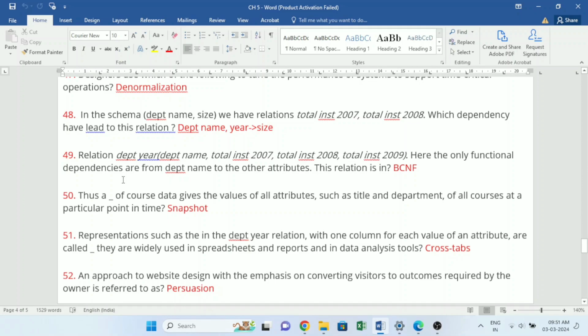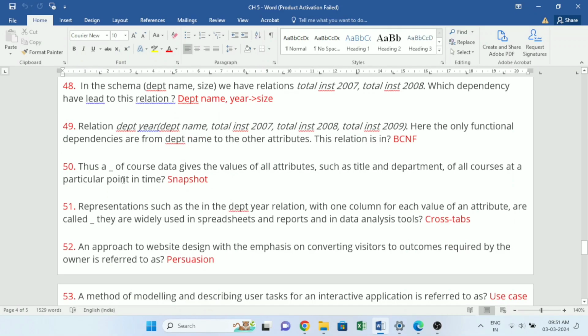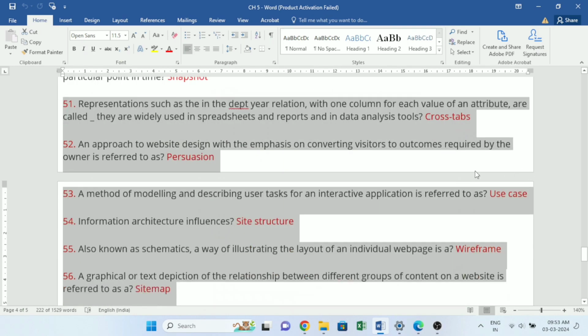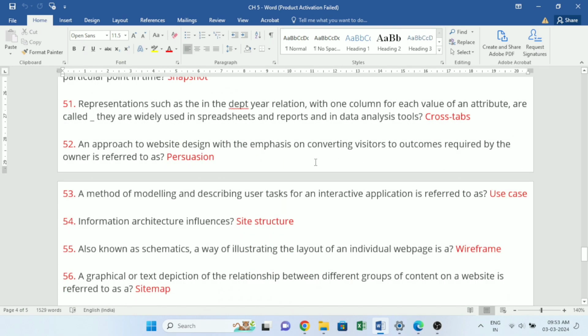49. Relation department year, department name, total inst 2007, total inst 2008, total inst 2009. Here the only functional dependencies are from department name to the other attributes. This relation is in BCNF. 50. This of course data gives the values of all attributes, such as title and department, of all courses at a particular point in time. Snapshot.